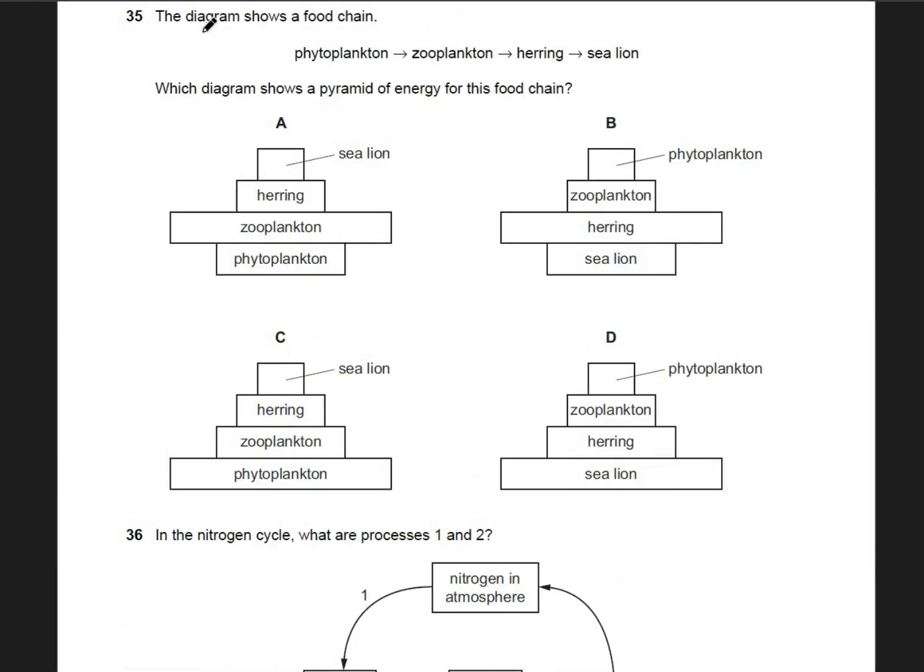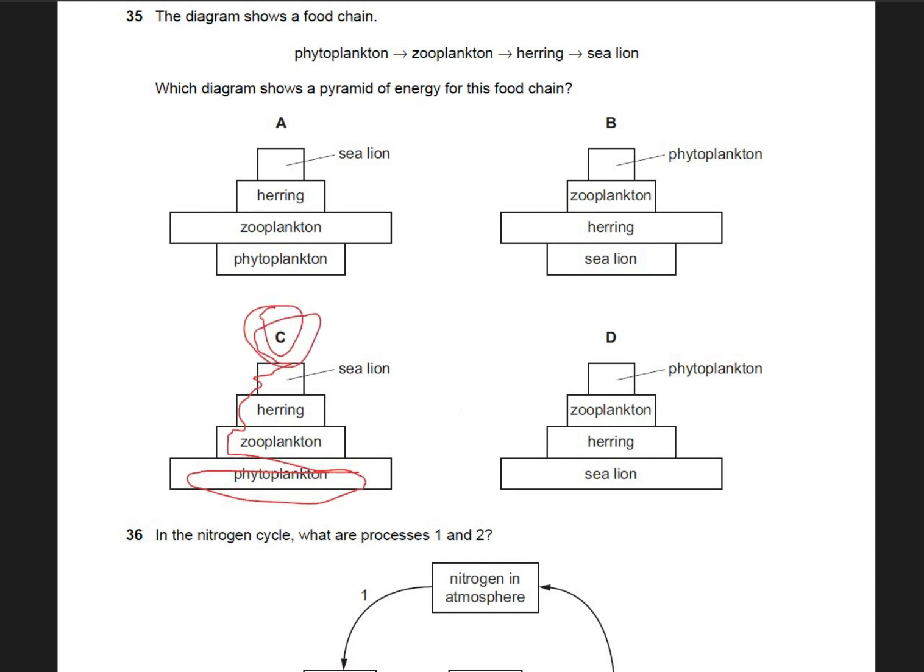Question number 35 says, the diagram for the food chain. The food chain is the phytoplankton is eaten by zooplankton, and then it is eaten by a herring, and then it is eaten by a sea lion. Which diagram shows the pyramid of energy for this food chain? So the pyramid of energy is always in a hierarchical pattern in an ordinal manner, because the energy levels decrease after each successive trophic level. So the energy level is maximum at the first trophic level, then it keeps decreasing after each successive trophic level. So this is represented by option C.